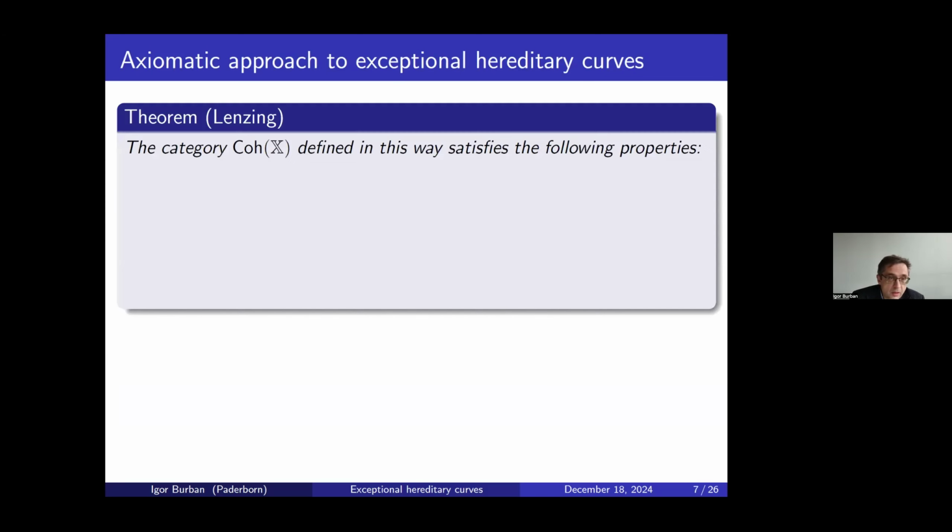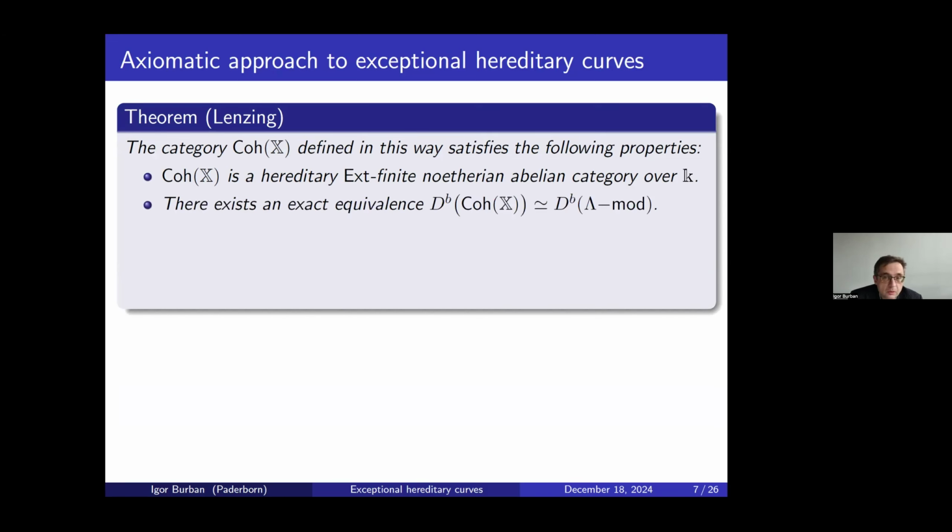And actually, I'm not sure to whom one really addresses this result, but I think it's fair to say Lenzing was one of the first scholars who looked at categories of this sort. And the category defined in this way is abelian, hereditary, has finite dimensional Ext spaces, and of course is still linear over K. So it is derived equivalent to the original derived category of Lambda modules.